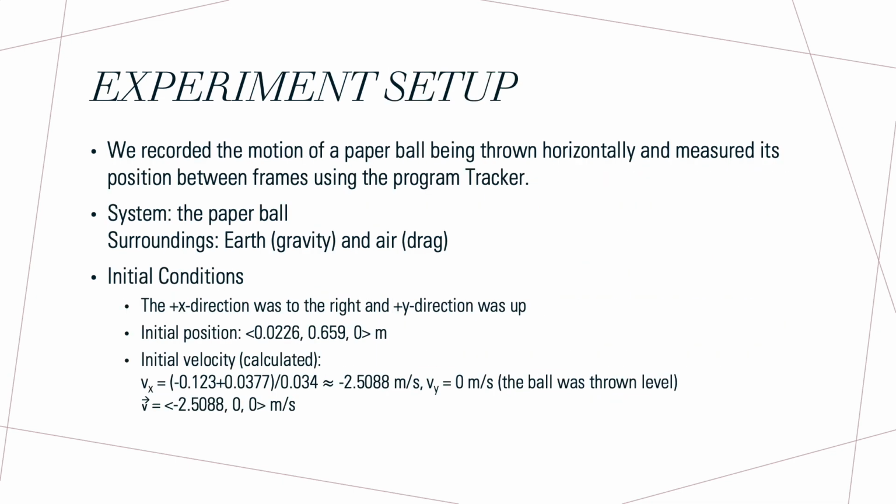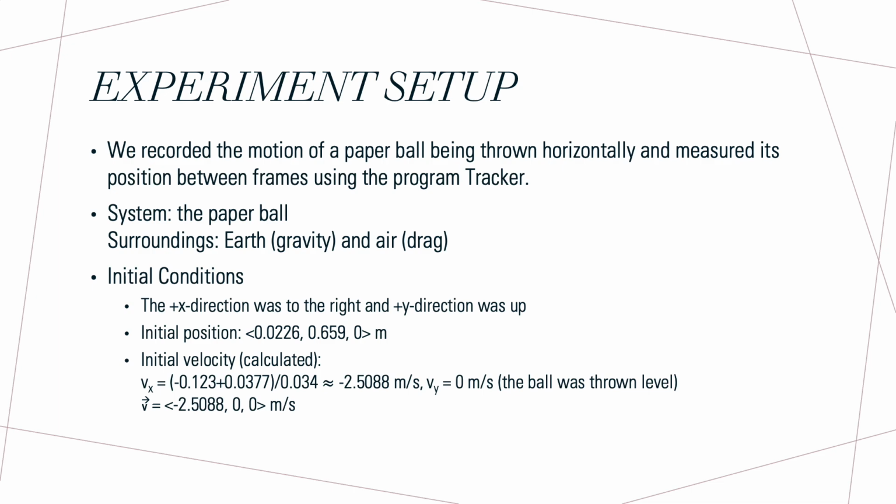experiment. For the experiment, we recorded the motion of a paper ball being thrown horizontally and measured its position between frames using the program Tracker. The system was the paper ball. Its surroundings were Earth, which provided gravity, and air, providing drag. The positive x direction was to the right, and the positive y direction was up, meaning that in both the x and y, the ball moved towards the negative direction.